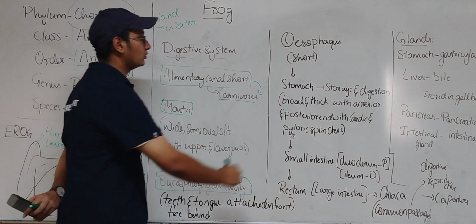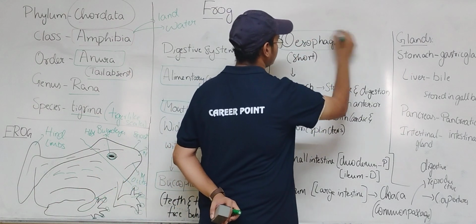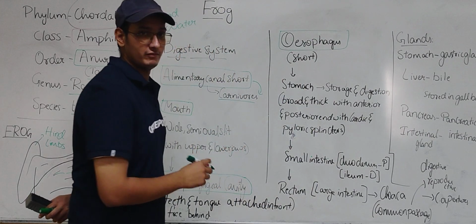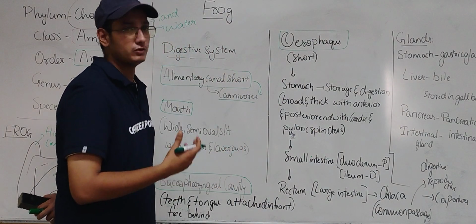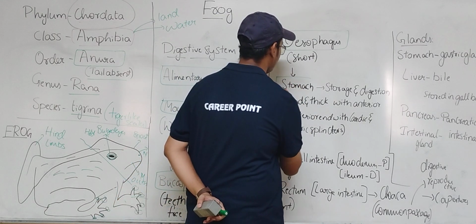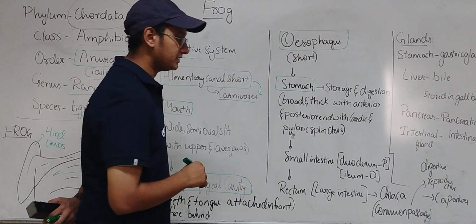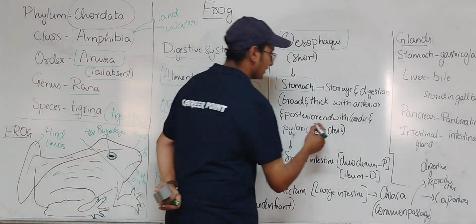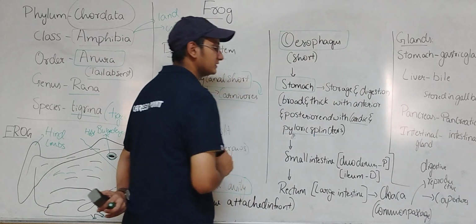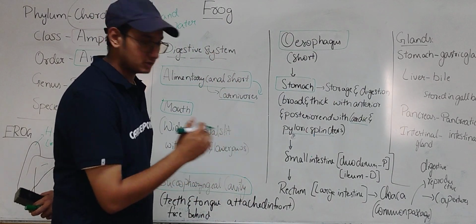And then the food goes into the esophagus, which is very short. Then the food goes into the stomach, where some of the food will get digested and some will get stored. It is broad and thick with anterior and posterior sphincters. Here we can see the cardiac and pyloric sphincters, which help in the movement of food from the esophagus into the small intestine.